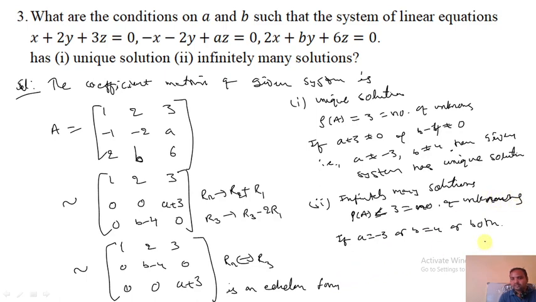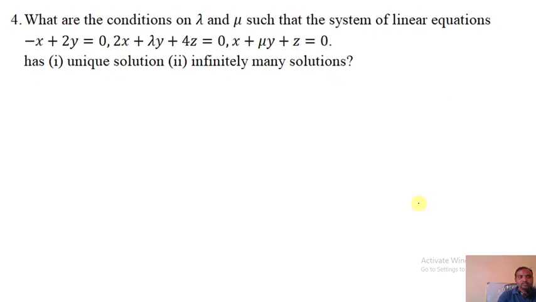Both. If a equals minus 3, then that is an infinite solution. If a equals minus 3 or b equals 4 or both, the system has infinitely many solutions. So, another example. What are the conditions on lambda and nu such that the system of linear equations has a unique solution? And actually this is z.